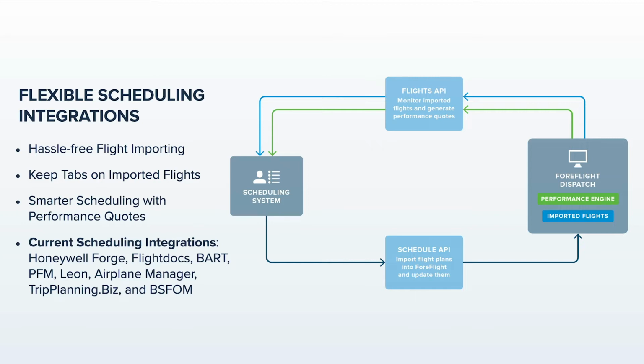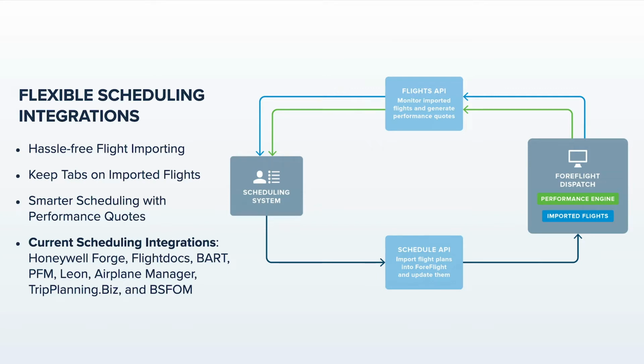So first up, we have Dispatch's scheduling integrations. This is one of the key features of Dispatch that allows it to bring newly scheduled flights from your scheduling system directly into Dispatch. It does this via its scheduling API, which automatically monitors all of the flights in your scheduling system. And as soon as you add a new one, it recognizes that and pulls it into Dispatch along with all of the key information, such as the assigned crew members, the time and the date of the flight, the airports that the flight will be between, etc.